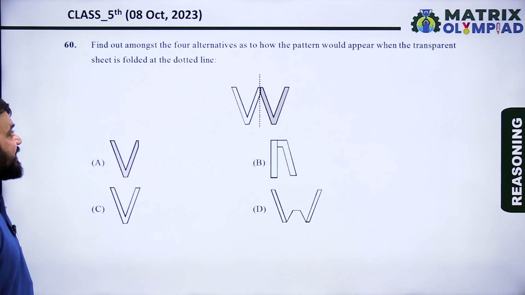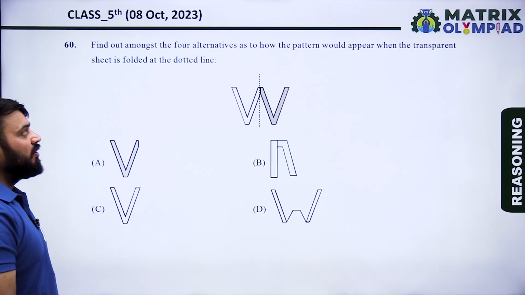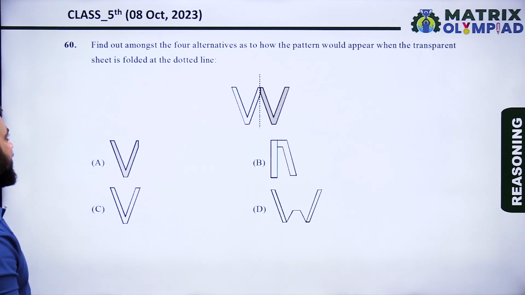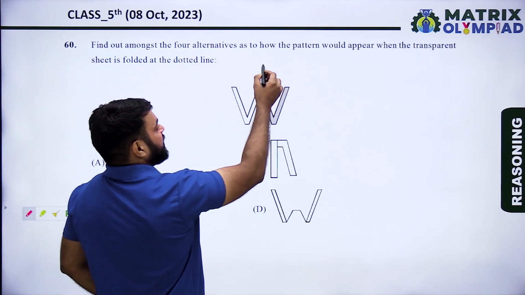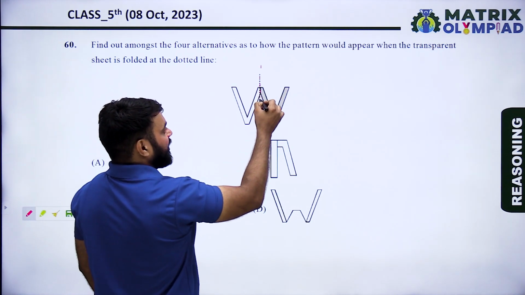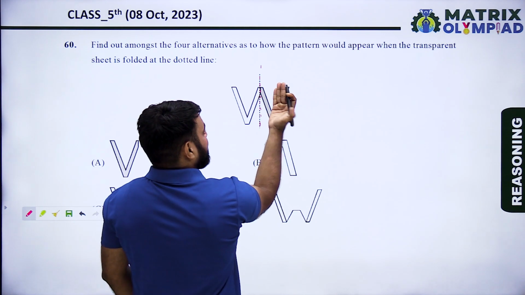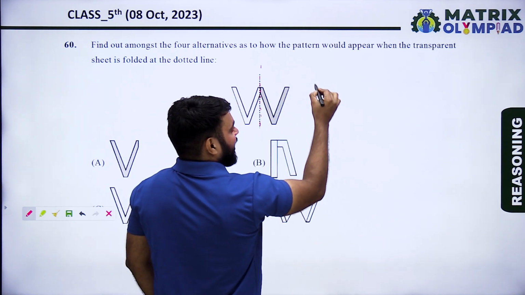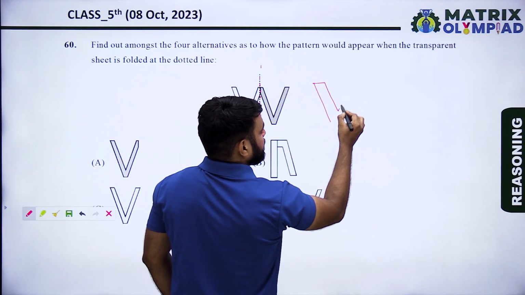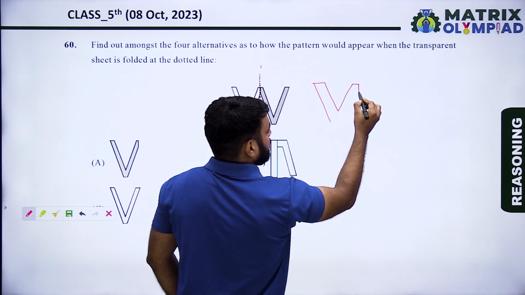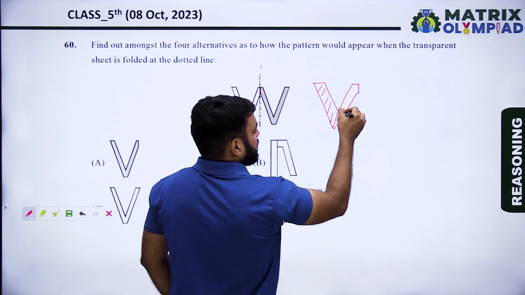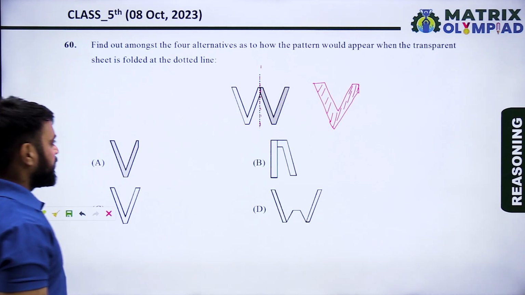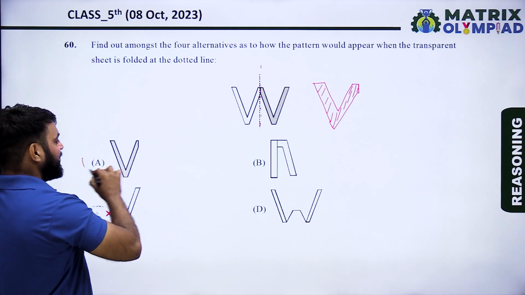Now the next question is question number 60. Find out amongst the 4 alternatives how the pattern would appear when the transparent sheet is folded at the dotted line. When the given image is folded along the dotted line, then we will get the image like this. This is the shaded part. So it means option A is the correct answer.